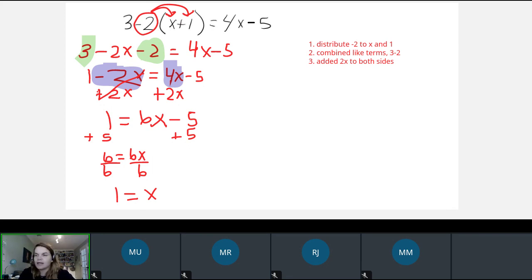Step 4, I added 5 to both sides. Step 5, divide both sides by 6. And that was my last step. So that's all you have to do. You can write it as a list like that. You can write it like a little paragraph. You can write it in sentences. However you feel comfortable explaining to me in words what you did to solve the problem.